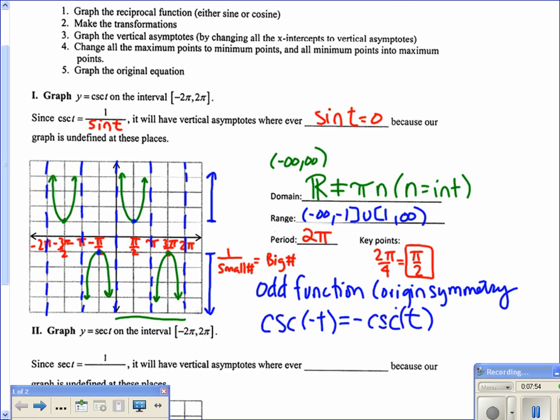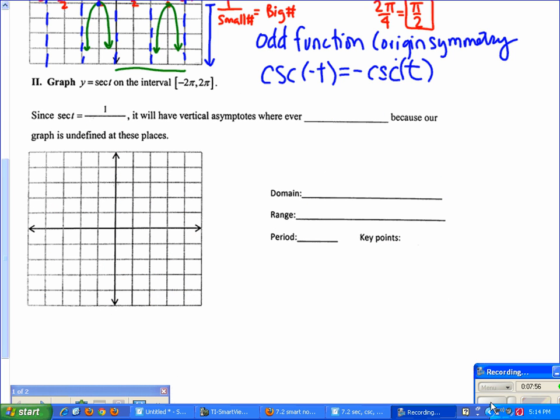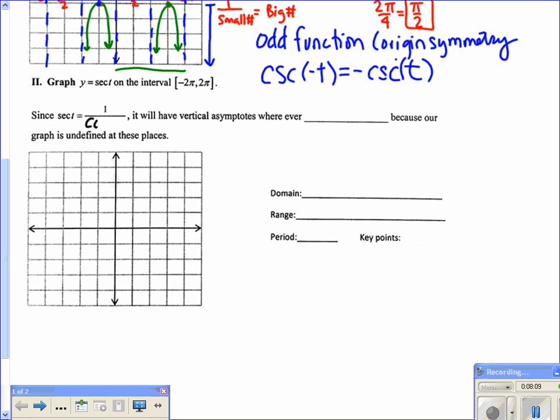So you should know what this general shape looks like. So now we're going to go ahead and graph the secant of t on the interval from negative 2 pi to 2 pi. So the secant of t is a reciprocal function, 1 over cosine of t. So that means it's going to have vertical asymptotes wherever cosine t is equal to 0, because our graph is undefined when we have 0 in our denominator.